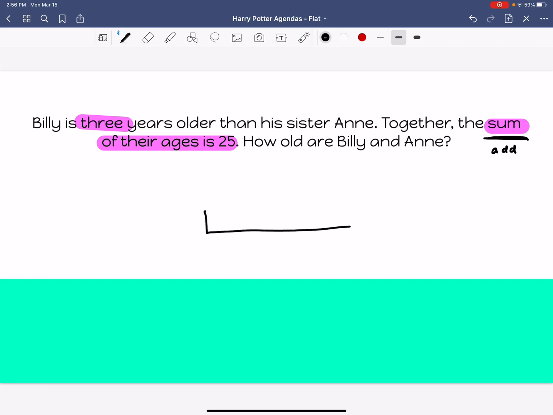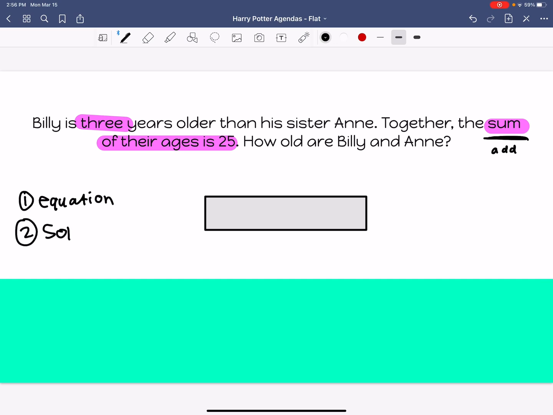So if we're going to draw a bar model, we're looking again for the same thing: we want an equation, and we want to solve that equation. So this whole thing is going to be 25 because the sum of the ages is 25. Now, this is made up of two things. We have Billy and Ann's age. So this is going to be Billy's age. This is going to be Ann. And we know that Billy's age plus Ann's age is going to give us 25, right?